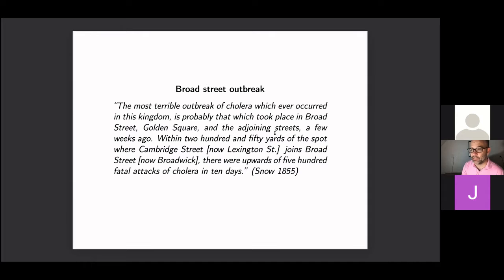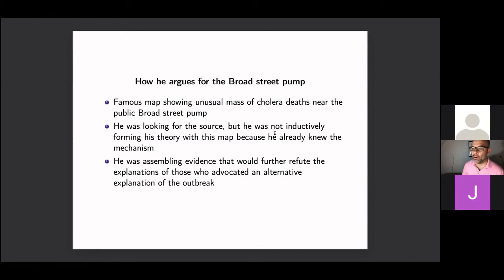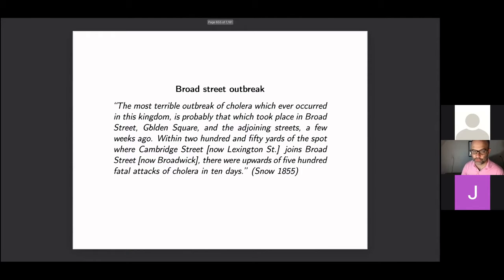Then there is this discussion about an outbreak, a particularly bad outbreak in the 1850 period, 1854. He writes, "The most terrible outbreak of cholera which ever occurred in this kingdom is probably that which took place in Broad Street, Golden Square, and the adjoining streets a few weeks ago. Within 250 yards of the spot where Cambridge Street, which is now called Lexington Street, joins Broad Street, which is now called Broadwick, there were upwards of 500 fatal attacks of cholera in 10 days." So this is just a description of the outbreak.